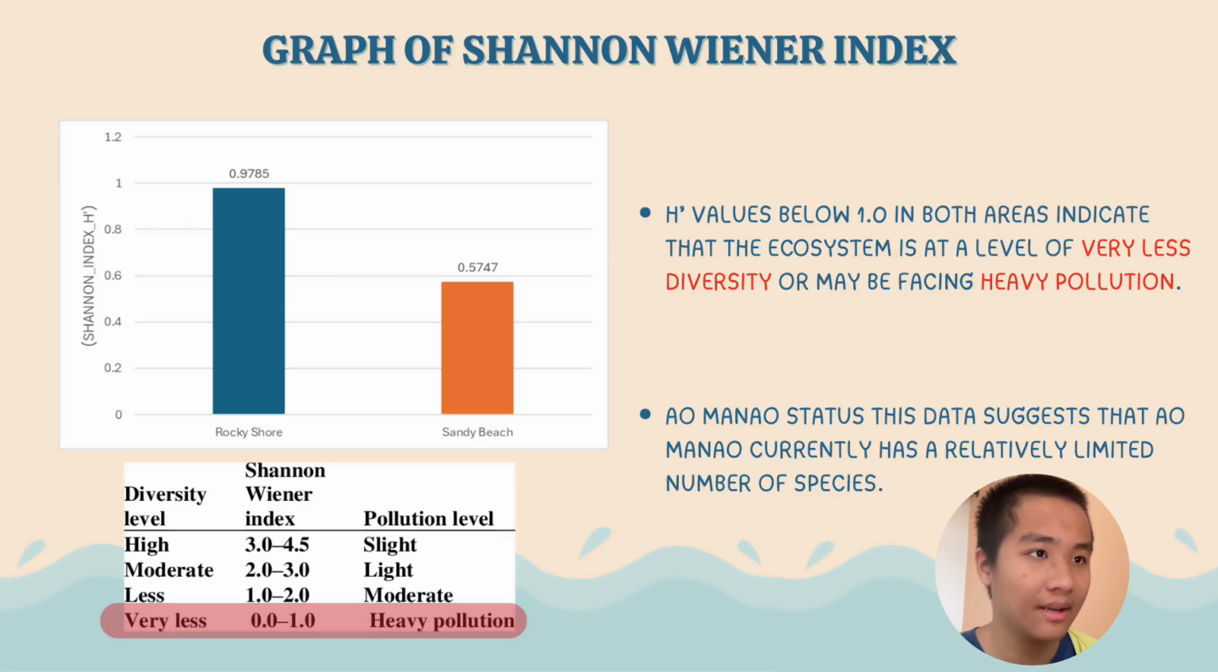Here's a graph of the Shannon-Wiener index. Values below 1 in both areas indicate that the ecosystem is at a level of very low diversity and may be facing heavy pollution. This data suggests that Ao Manao currently has a very limited selection of species.